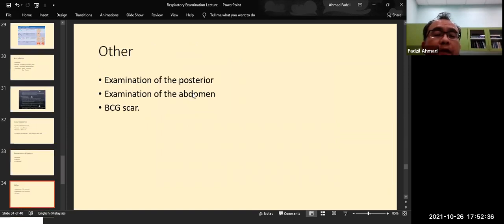Other examination: posterior chest wall, and examination of the abdomen. Sometimes in a patient with hyperinflated lung, you need to examine the abdomen to look at how much the organ, especially the liver, is being pushed down. And then BCG scar. Remember to look at the BCG scar.